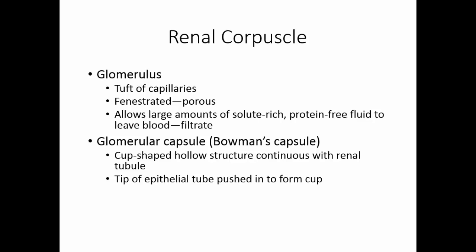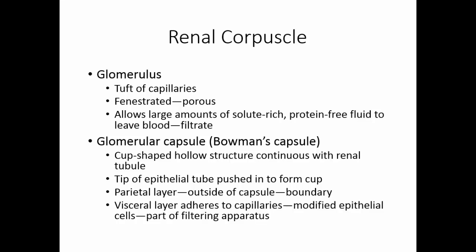Now the renal tubule really kind of dead ends, and we just sort of push the tip in to make this cup-shaped structure around the glomerulus. The parietal layer of the glomerular capsule is the outside. It's the boundary of the capsule. The interior layer, the layer that's up against the glomerulus, is called the visceral layer.